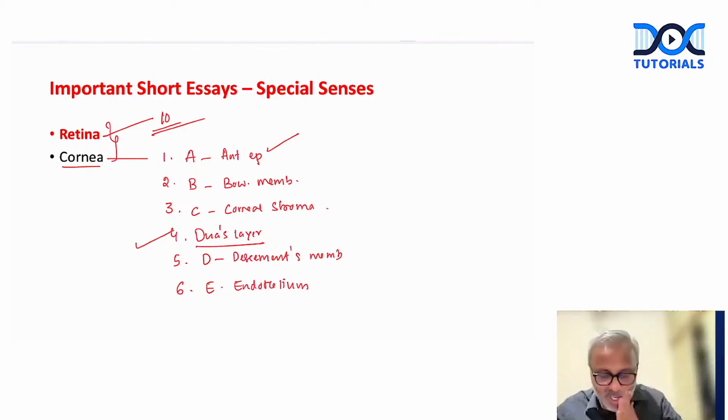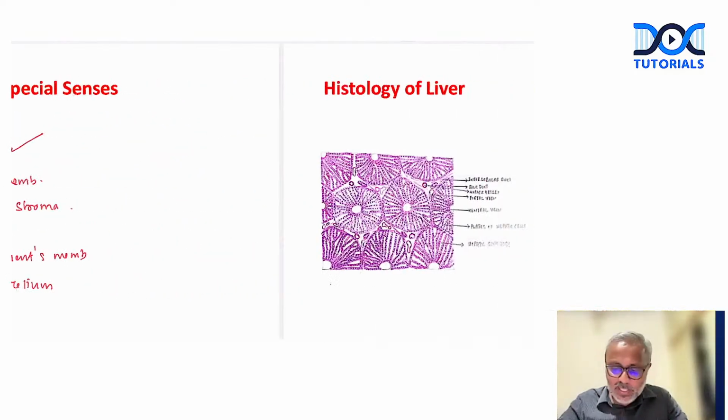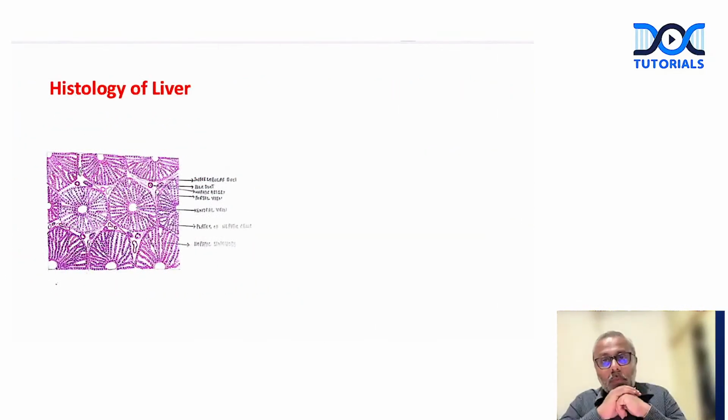Are we clear? Right. So once we have learned what the important topics are that are frequently asked in the special senses or the entire systemic histology, let's talk about the two most commonly asked short essays. One is histology of liver and the other one is histology of pancreas. So Harini, now let's take your point for discussion.